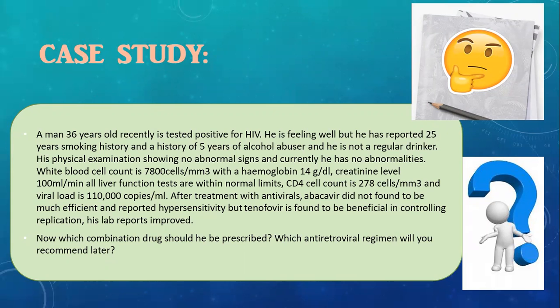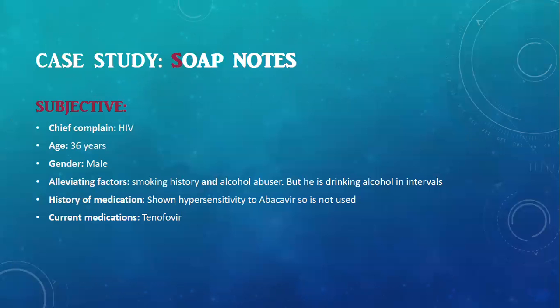Now, we have to prepare the SOAP note: subjective, objective, assessment, and plan. So, starting with the subjective. Chief complaint is HIV; he has tested positive. Age is 36 years. Gender male. Aggravating factors: smoking history and alcohol abuse. He is not a regular drinker now, but he is taking alcohol at intervals. That should be avoided also.